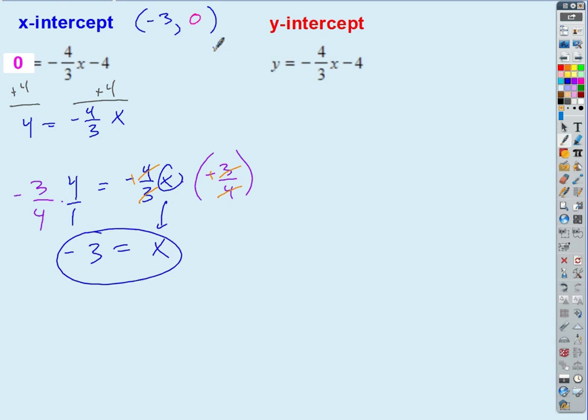What form is that written in? Well, what's b? What does b stand for? The y-intercept. So what's the y-intercept? -4, right? Now, we can find it pretty easily. It's not hard to do, right?